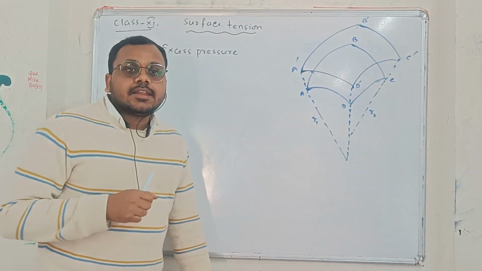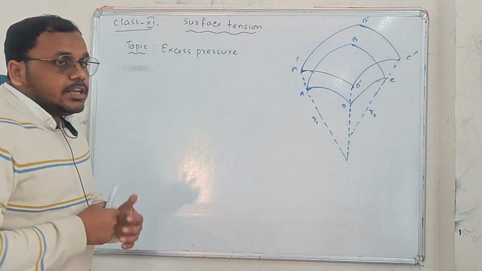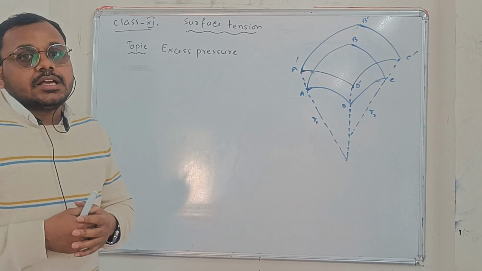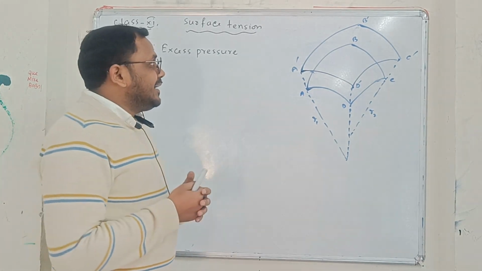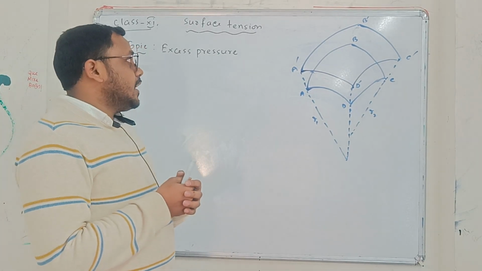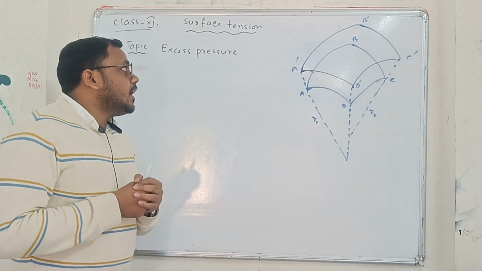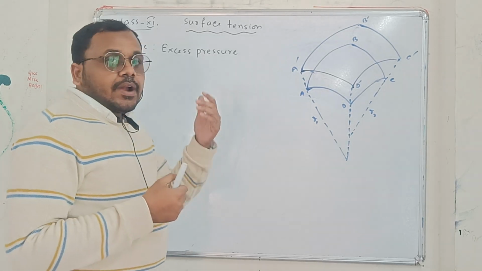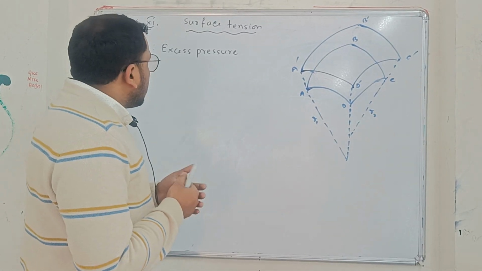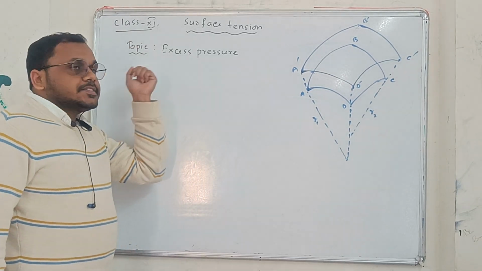What is the surface tension here? Surface tension is the property of liquids. Due to this property, the liquid surface always tries to maintain its surface area minimum. That we already know, and also we know how to find the surface tension. But now in this class, I will discuss the excess pressure.